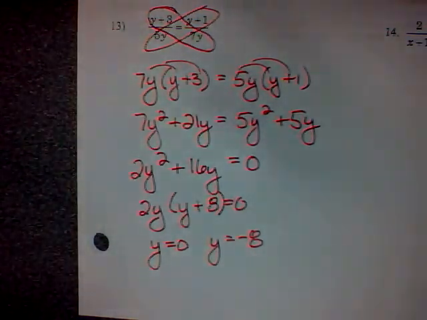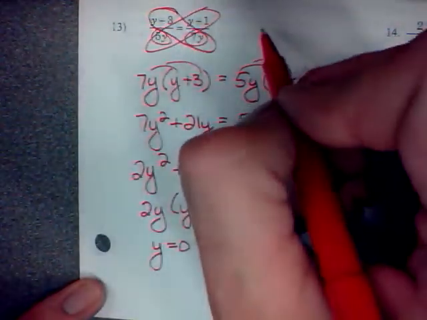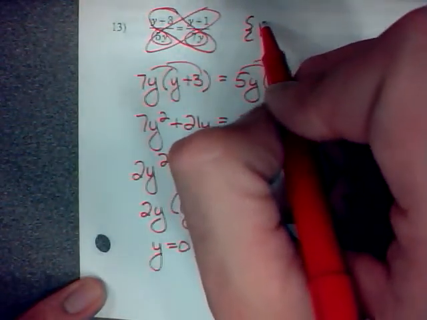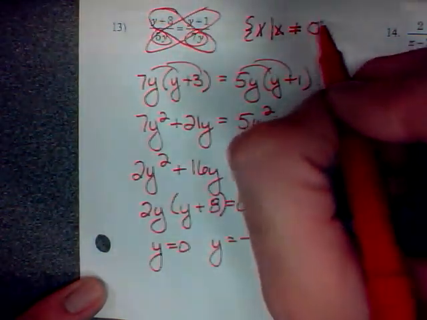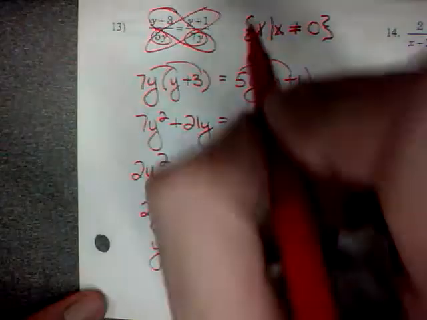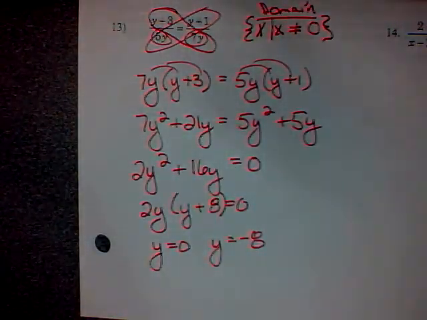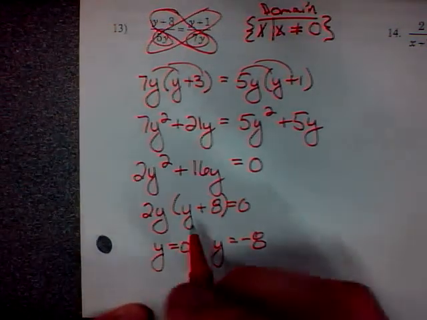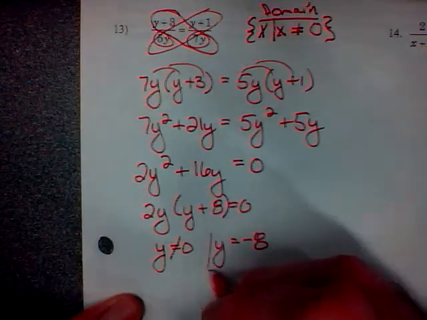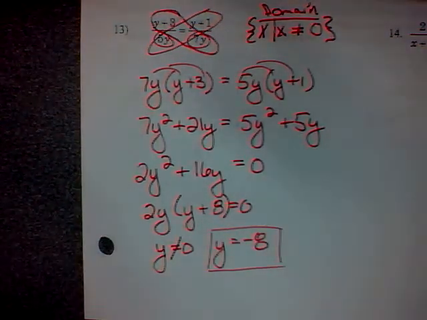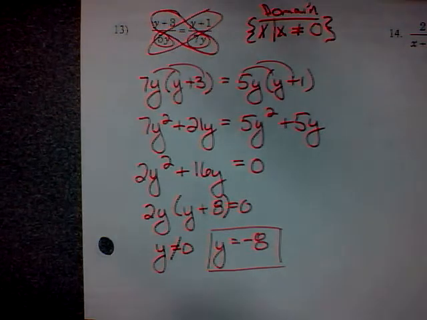And then we have to check our domain. Looks like we had a 5y and a 7y, so for your domain here it would be x such that x is not allowed to be, in either case there, can't equal 0. So this is your domain. Okay. And since we got y equals 0 for one of our answers, that one is not valid, which means your only solution here is y equals negative 8. Okay. Moving on to number 14.